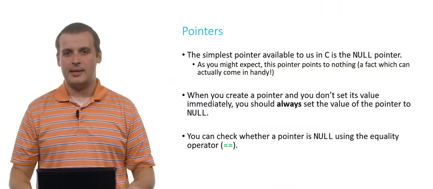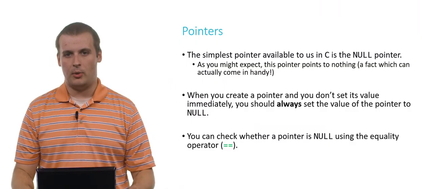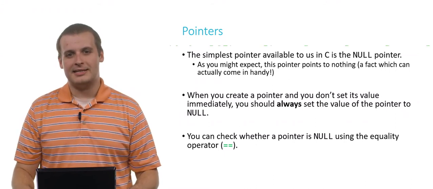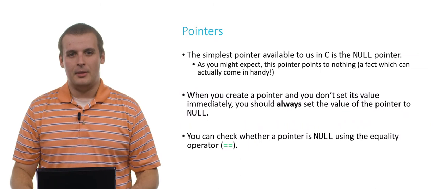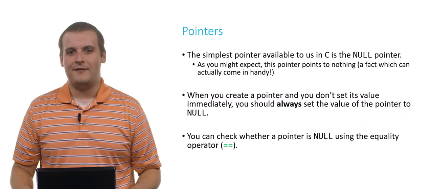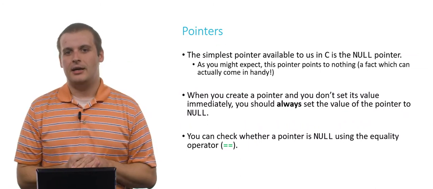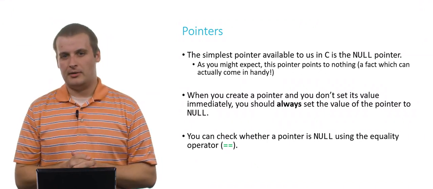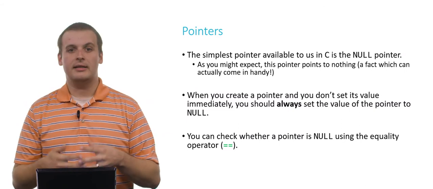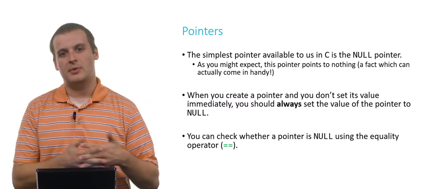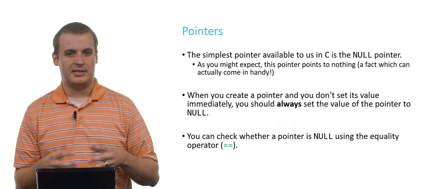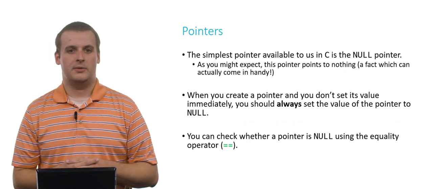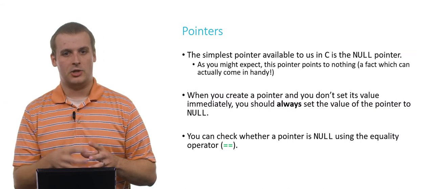So there's a very simple pointer in C called the null pointer. The null pointer points to nothing. This probably seems like it's actually not a very useful thing, but as we'll see a little later on, the fact that this null pointer exists really can come in handy. And whenever you create a pointer and you don't set its value immediately, an example of setting its value immediately would be a couple slides back where I said pk equals ampersand k. pk gets k's address, as we'll see what that means. We'll see how to code that shortly.